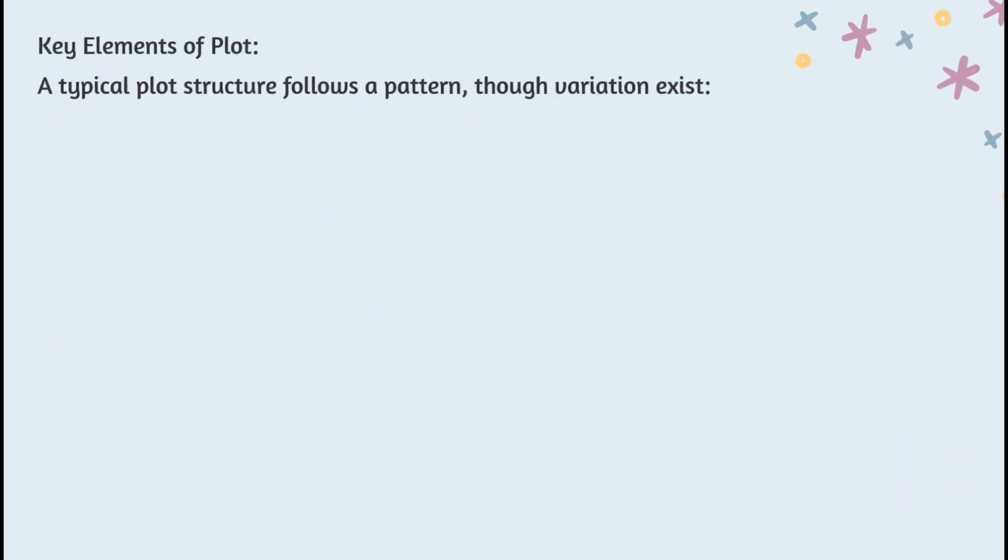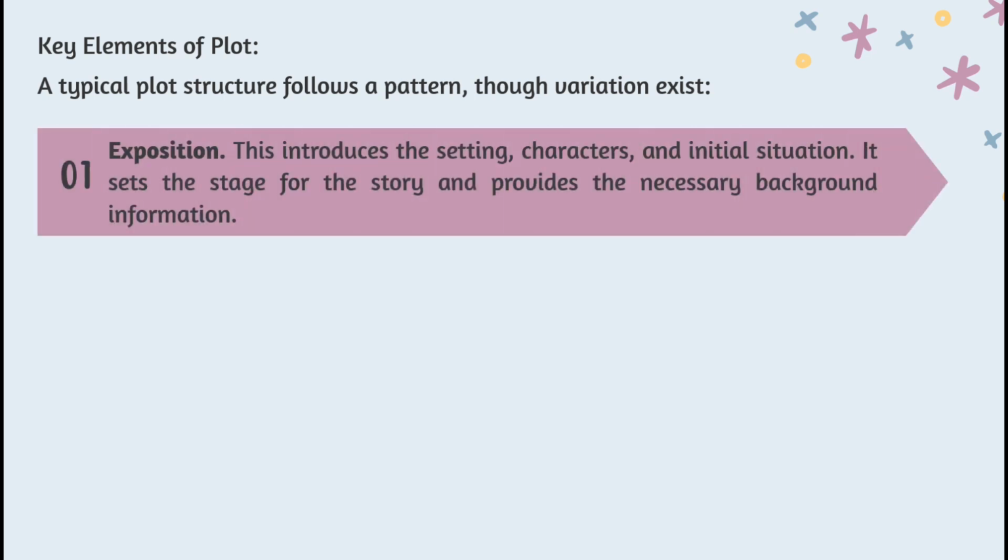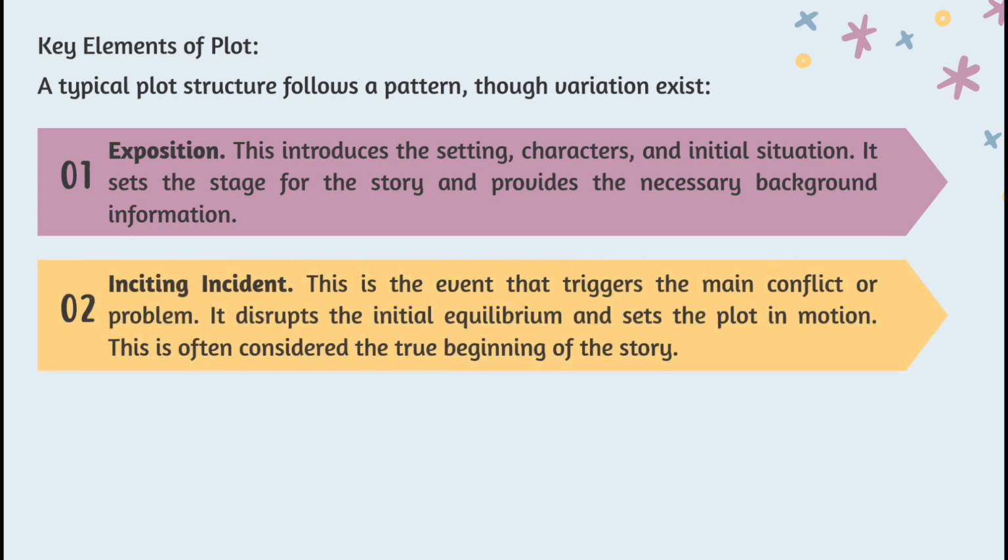Key elements of plot. A typical plot structure follows a pattern, though variation exists. Exposition. This introduces the setting, characters, and initial situation. It sets the stage for the story and provides the necessary background information. Inciting incident. This is the event that triggers the main conflict or problem. It disrupts the initial equilibrium and sets the plot in motion. This is often considered the true beginning of the story.